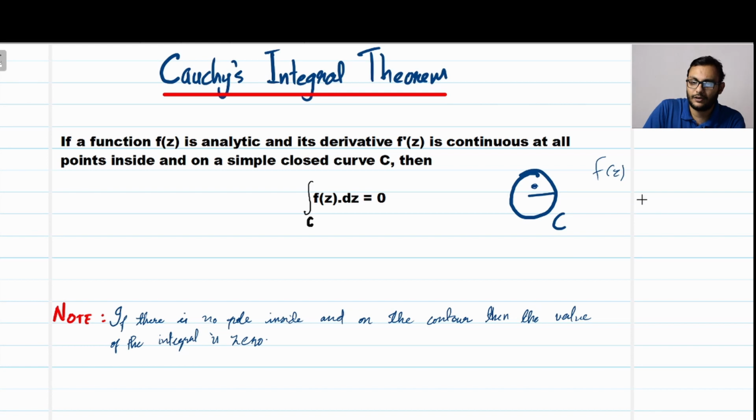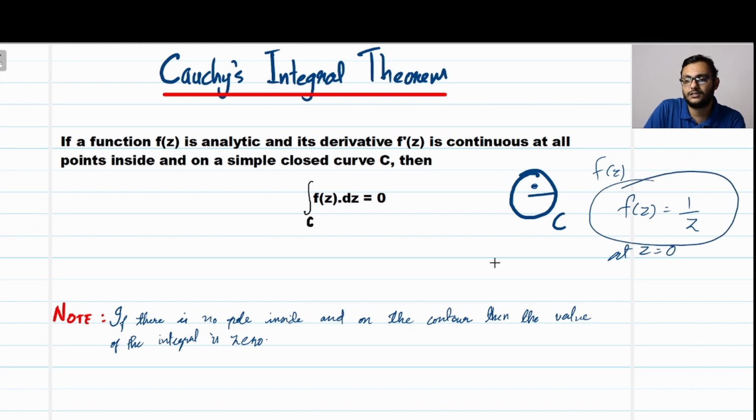For example, if I have a function f of z equal to 1 by z, then at z equal to 0 this function is not defined. So z equal to 0 is a pole. I hope you understand my point. A pole is a point where our complex function is not analytic. Whether it is not defined or it is not following the Cauchy-Riemann condition is up to the type of problems we are facing, but the definition is that at that point the function is not analytic.